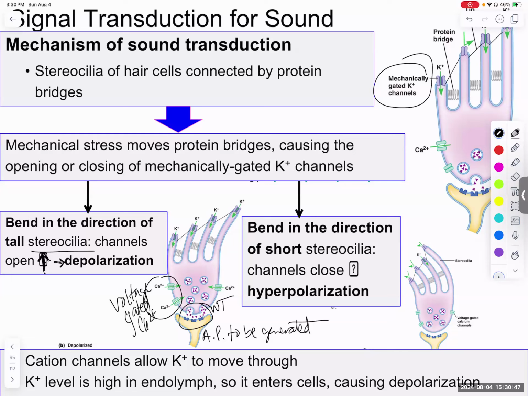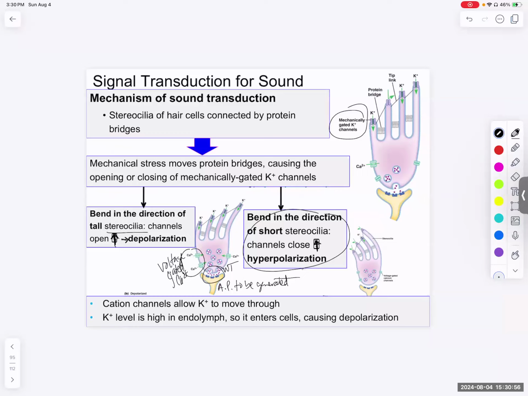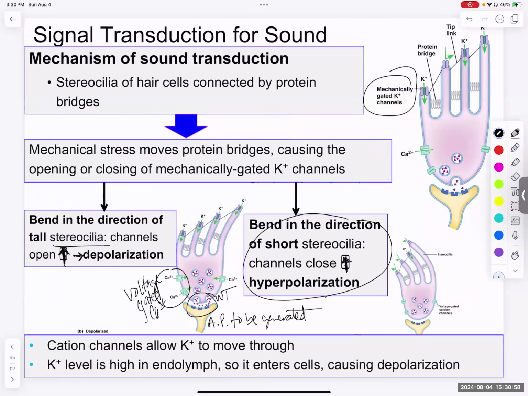If you bend in the opposite direction, it can hyperpolarize by closing potassium channels. So cation channels allow potassium to move through. Potassium is high in the endolymph, and so if those potassium channels open, potassium is going to come in. Increase in potassium is an increase in the voltage, right? And so that's going to lead to depolarization.